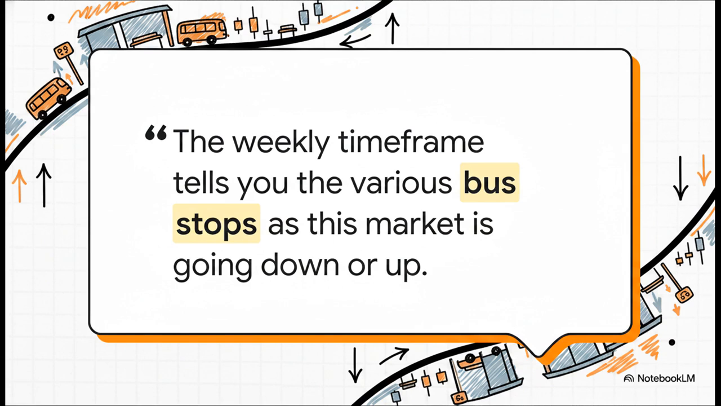If the monthly chart is the main route on your Google Maps, these weekly key levels are the designated bus stops along the way. They're those precise zones where price action is most likely to take a breather, find support, or smash into resistance on that big macro journey.